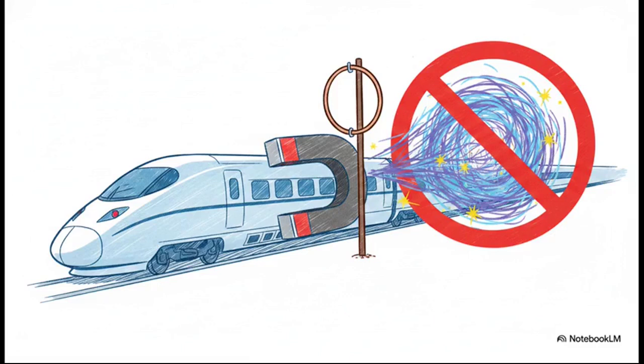Look, if the induced current actually helped the change in flux instead of fighting it, the magnet would be pulled forward even faster, inducing way more current, which pulls it even faster. You see where this is going? Energy would just multiply infinitely out of thin air. We'd have a perpetual motion machine, which is impossible. So Lenz's law is essentially the universe's ultimate auditor, keeping the strict conservation of energy in check.